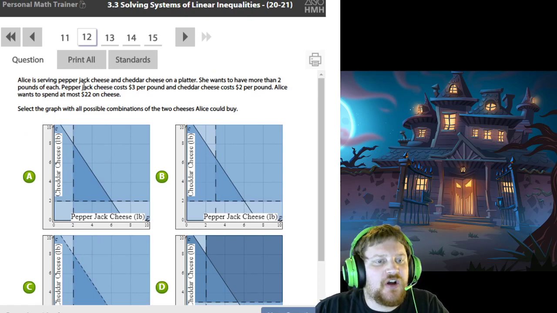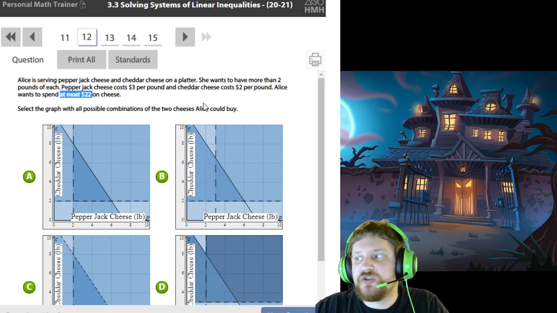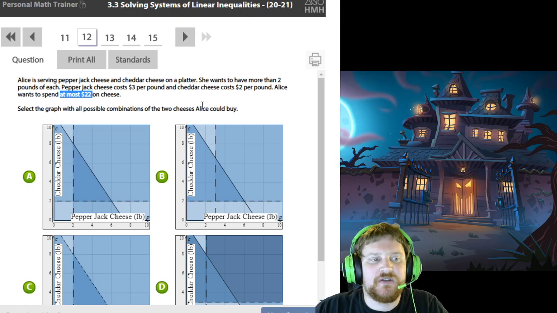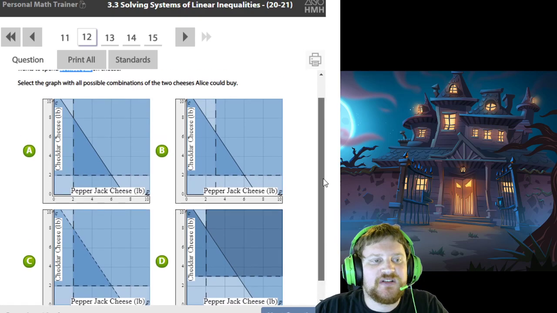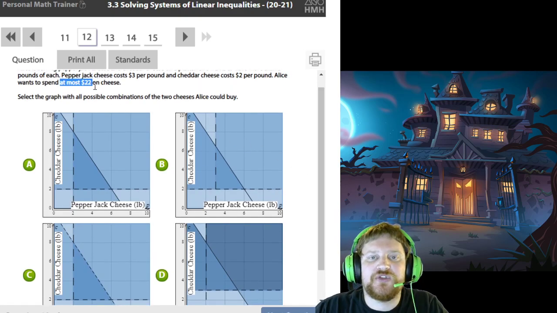Pepper jack cheese costs $3 per pound and cheddar cheese costs $2 per pound. Alice wants to spend at most $22 on cheese. Select the graph with all possible combinations of the two cheeses Alice could buy. Well, we see that the lines are the same, but once again one is solid and one is dashed. Since she wants to spend at most, that means she could spend $22. So the equal to is the one that we're looking for, the solid line.